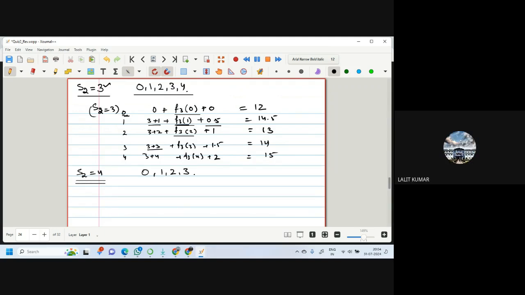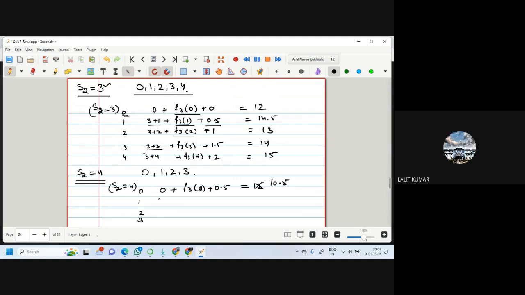Now here S2 is equal to 4. We order 0, 1, 2, 3. So here we order 0. We reach F30. Take nothing for the future. It becomes 12. F3 of 1, right? Oh, sorry, demand, yes, F3 of 1. So this is how much? F3 of 1, 10, yeah, 10.5.